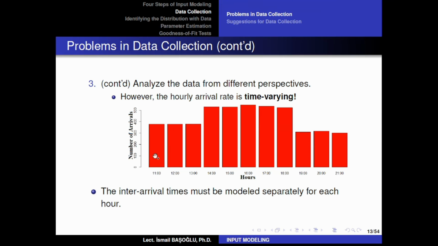And this means you need to identify a separate distribution for the first 3 hours. So for the first 3 hours, you can say the inter-arrival times are exponentially distributed with rate 400 customers per hour. In the next 5 hours, again, we may have an exponential distribution, however, with rate 500 customers per hour. And in the last 3 hours, we have exponential inter-arrival times, this time with rate 300 per hour.